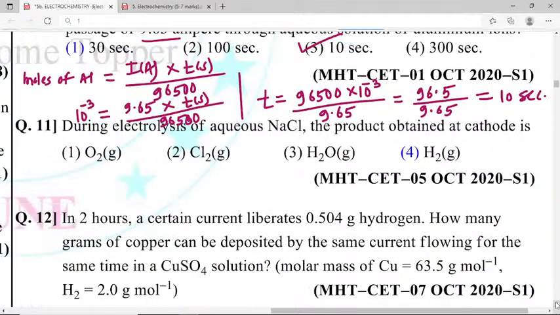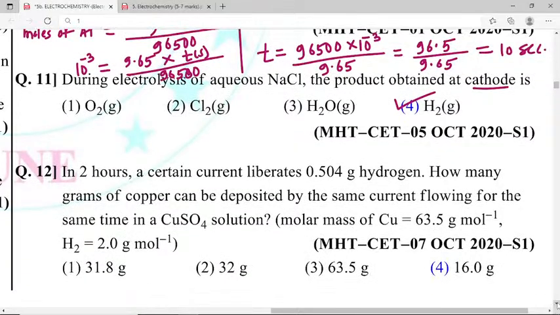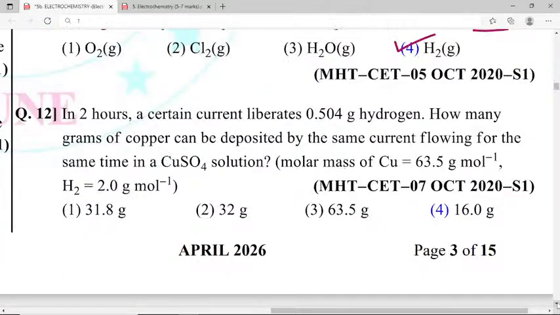During electrolysis of aqueous NaCl, the product obtained at the cathode is hydrogen gas. In 2 hours, a certain current liberates hydrogen. So this is the time, 2 hours, so this is 2 into 60 into 60 seconds. Next, this is the grams of hydrogen, W.